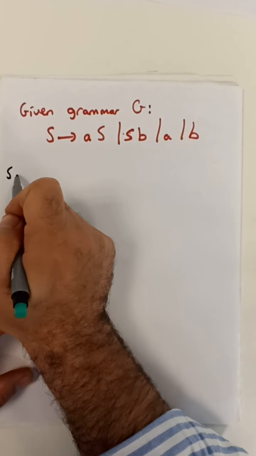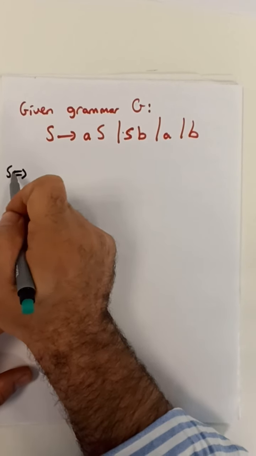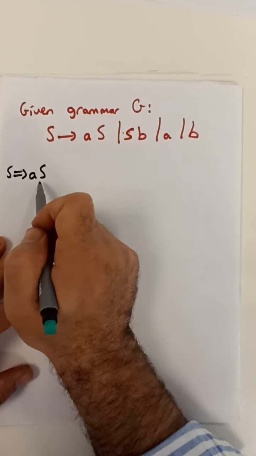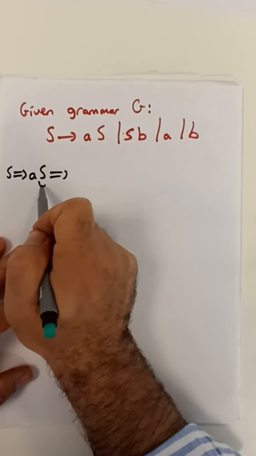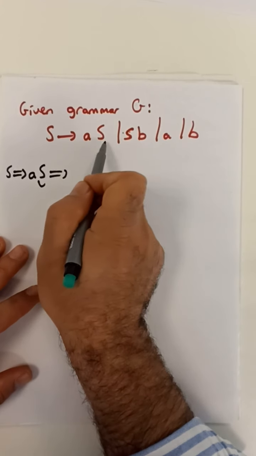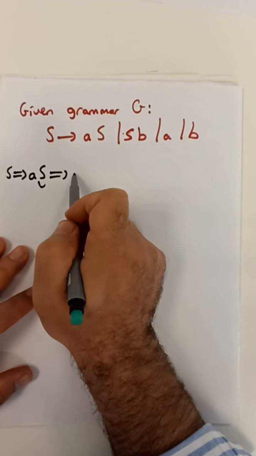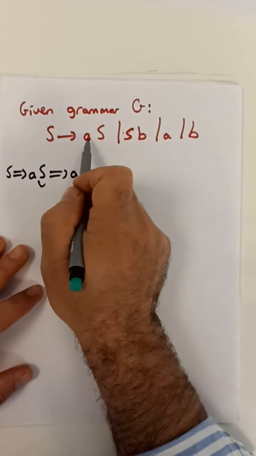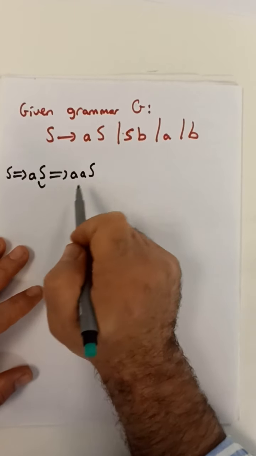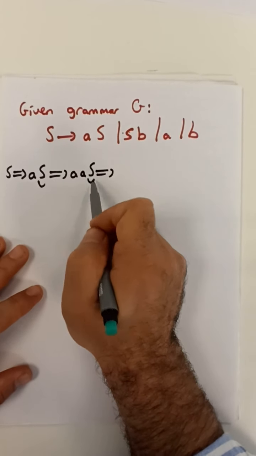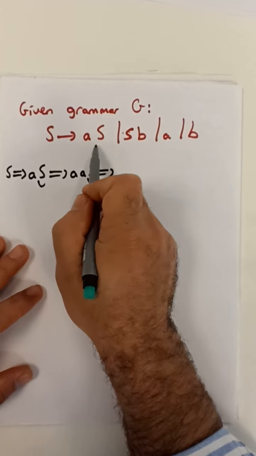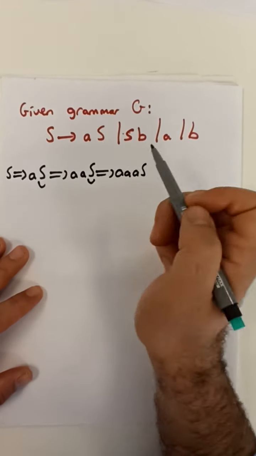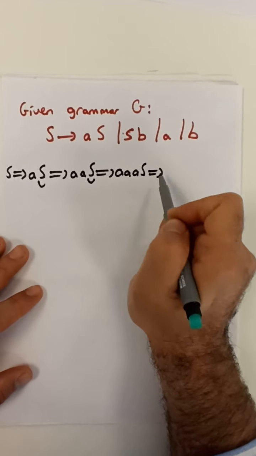I can start with S. Let's say I expand this S with this rule. I will have AS. I can do another derivation and expand this S with the same rule, AS again. So this A corresponds to this A, and for this S I will have AS. Yet another one, I can do the same thing. Instead of this S, just write down AS.